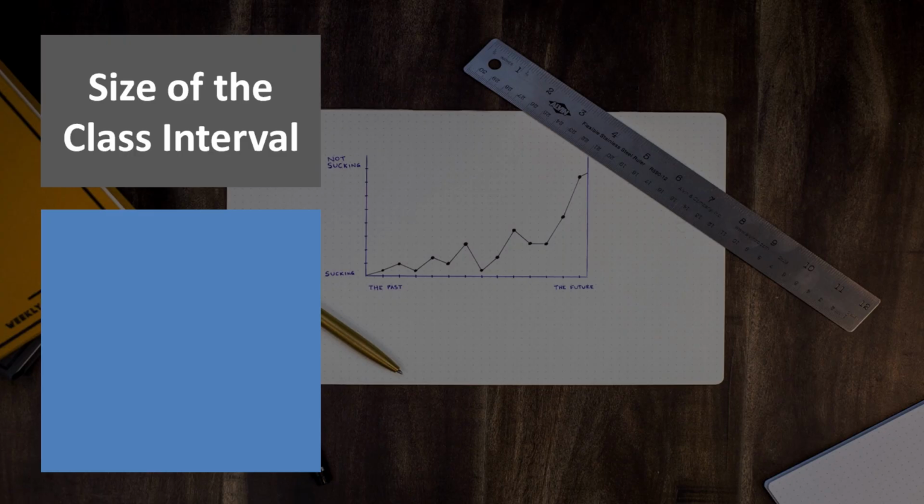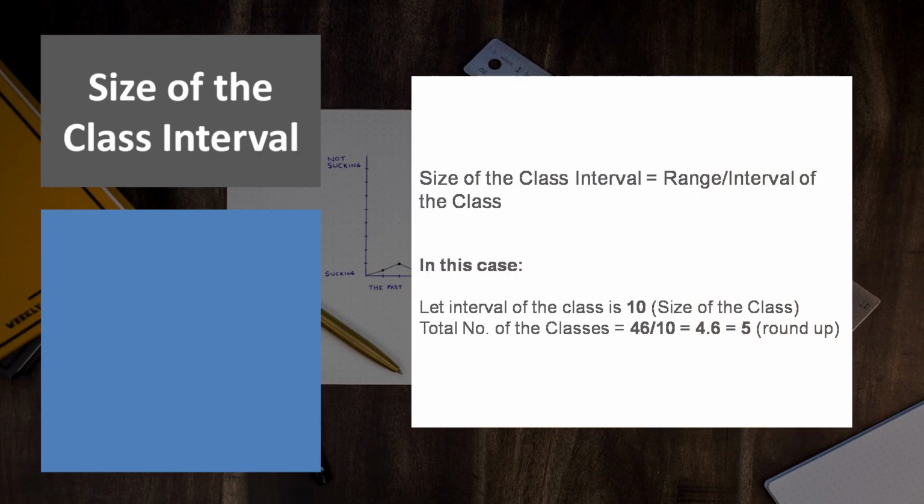So friends, you have to prepare a frequency distribution table, so you have to decide what will be the size of the class. A class is like an interval. What will the interval be? Whether the interval of the class will be 5 or 10 is up to you. To determine the size of the class interval, the formula you can use is: size of the class interval is range upon interval of the class.